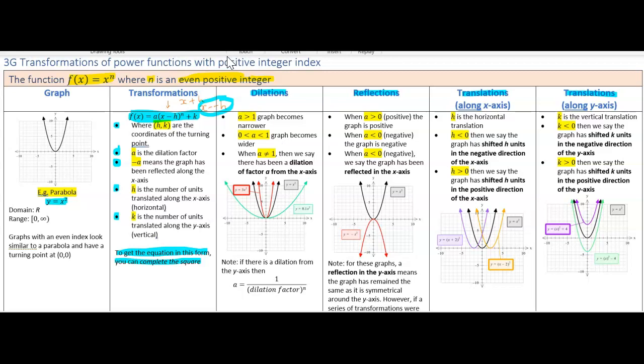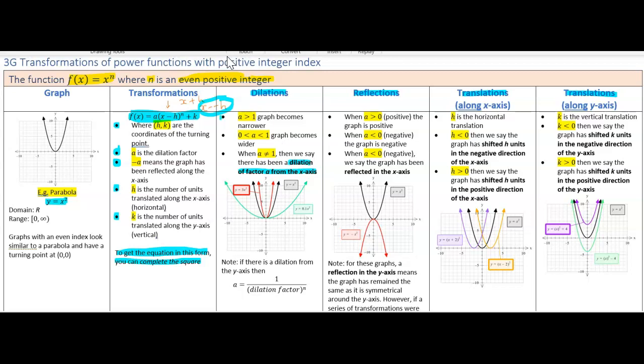Okay, so first of all, with your dilation. We're only going to be looking, first of all, at a dilation from the x-axis. So you can say a dilation is from the x-axis, and you can also say a dilation from the y-axis. You can have a combination of both, but if it's written in our turning point form, then it's probably easier just to say it's been dilated either from the x-axis or from the y-axis.